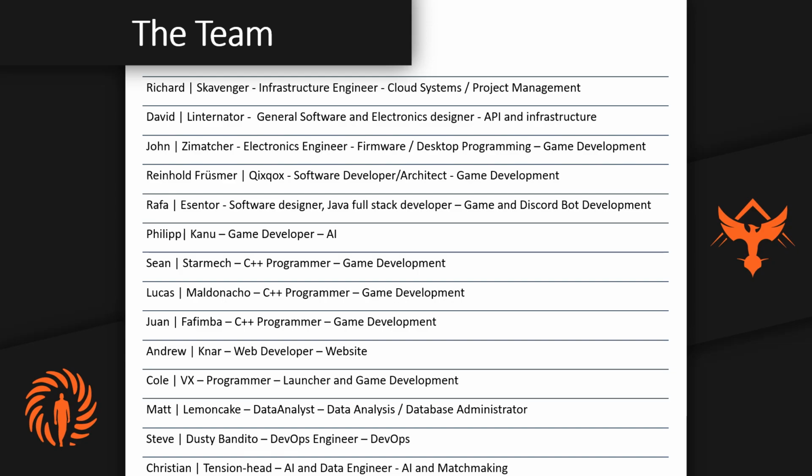Yeah. So you've got Sean Starmek. He does C++ programming. He's currently working on our engine. He did a lot of our base hero classing, so getting the underlying code ready for our ability system, for how heroes interact in the game, for how all that kind of works.